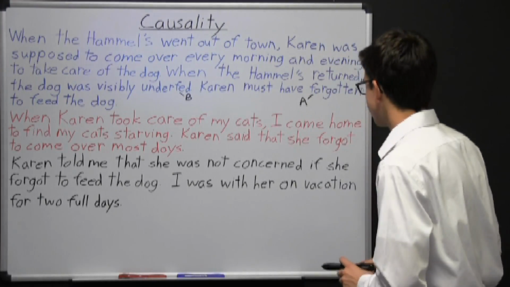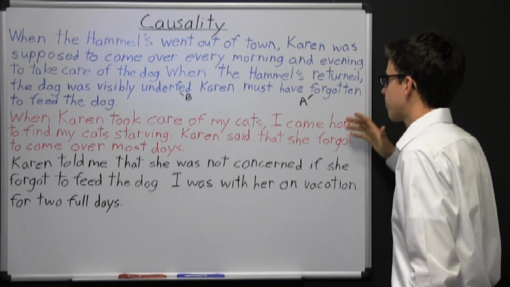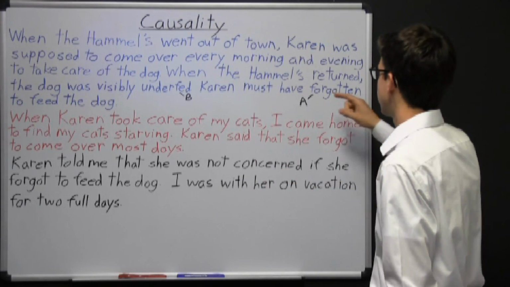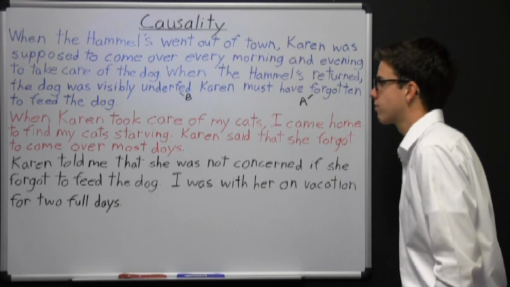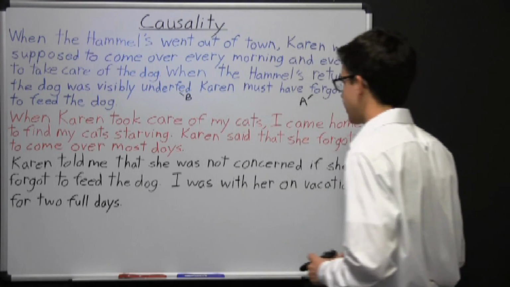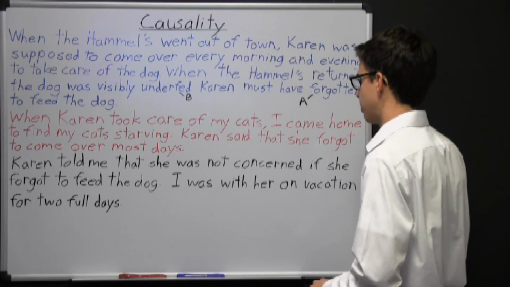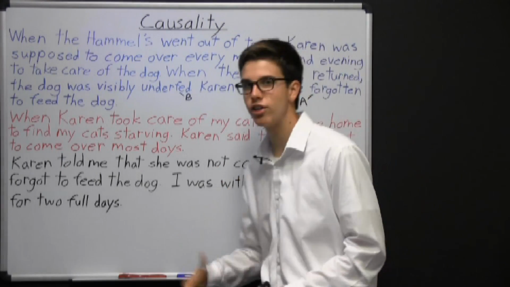So as you can see here, there's not enough evidence to say rationally, or really it's not rational at this point to say that A caused B. But now we come across some new information. It says, when Karen took care of my cats, I came home to find my cats starving. Karen said that she forgot to come over most days. So this changes some things because it gives us some new information.